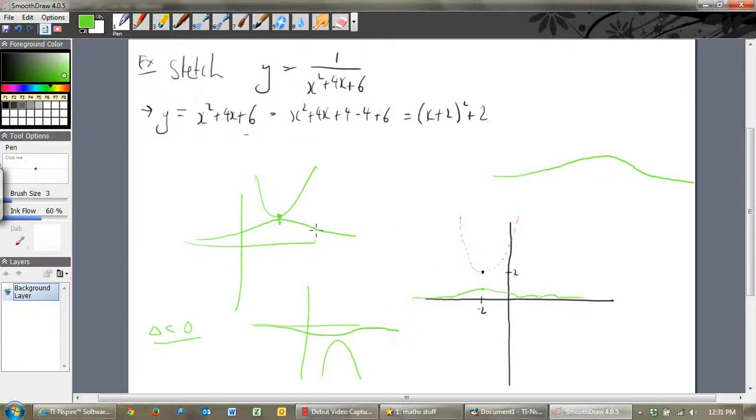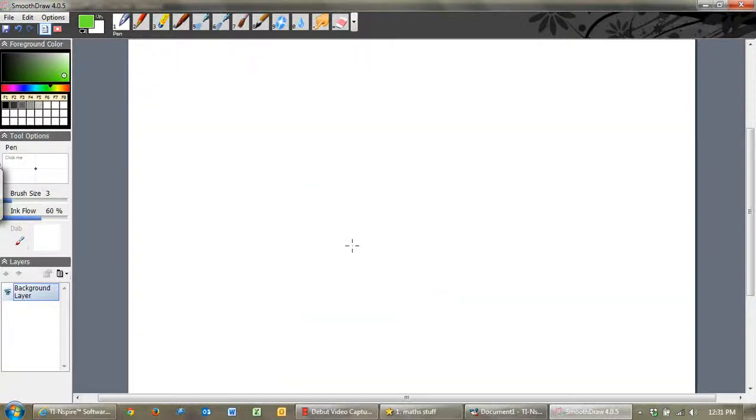So that's that. Let's do another example where the actual parabola will cross the x-axis, and we'll see what this looks like. This is a bit more interesting in that case. So let's do another one. Let's sketch this guy. Y equals 1 over 6x minus 8 minus x squared. Okay, cool. Let's sketch this guy.